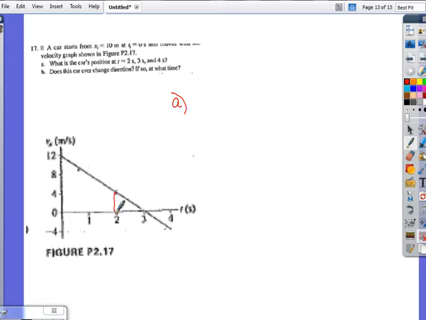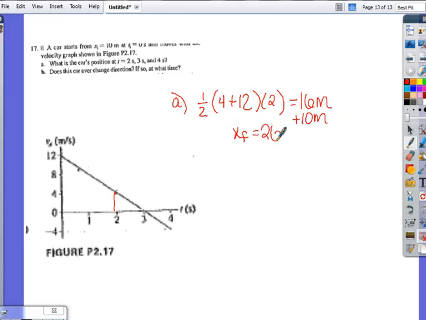So at 2 seconds, I'm looking at the area of this trapezoid here. So I'm going to do 1/2 the sum of my bases. So my base 1 is 4, my base 2 is 12, and the height is 2. So that is 16, that area is 16 meters. Now when I add that to 10 meters, to get my final position, that was going to be 26 meters.